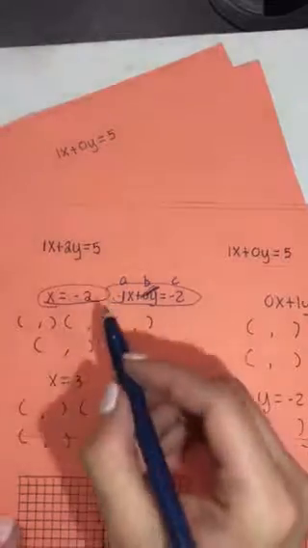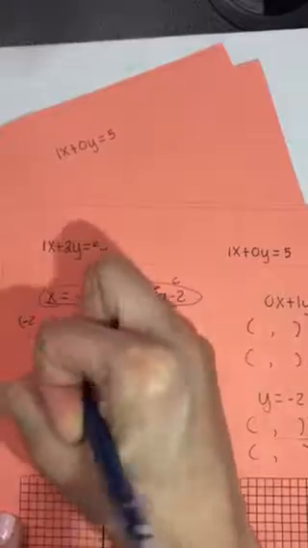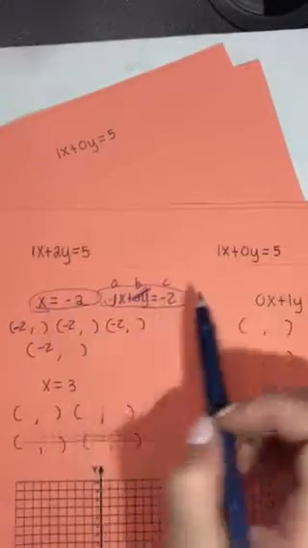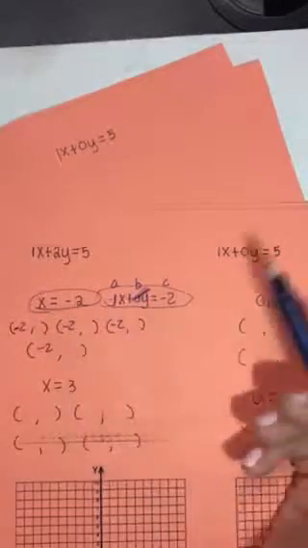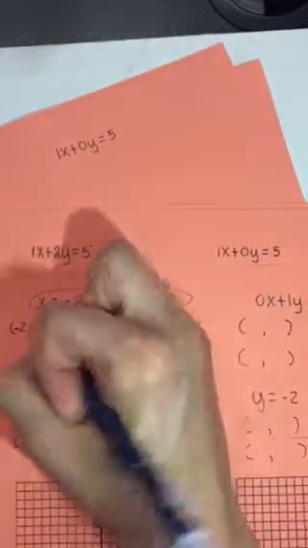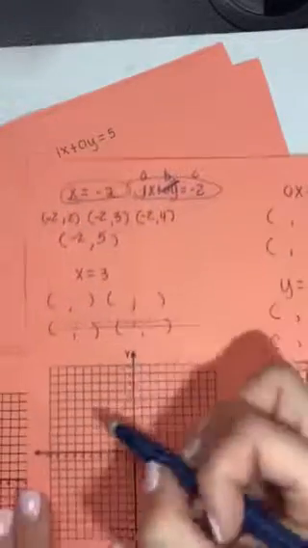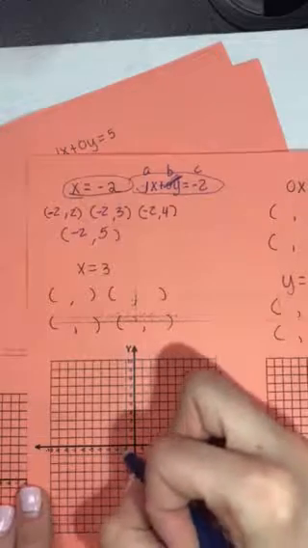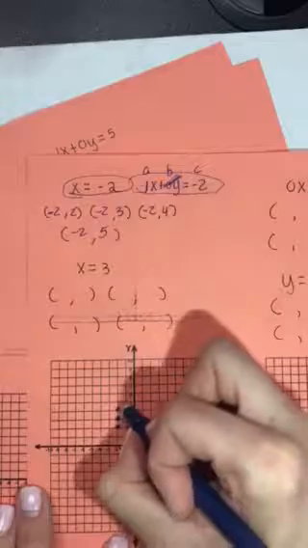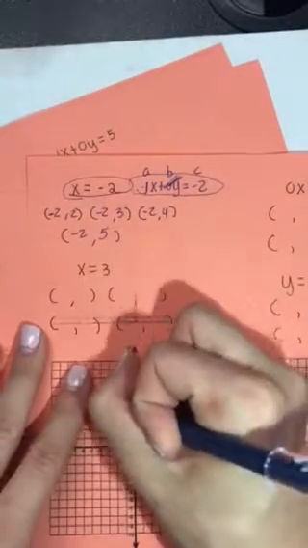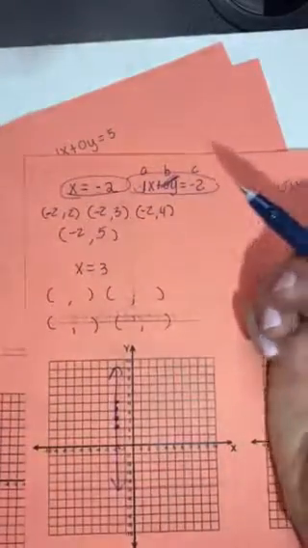So if I have to find those solutions, I'm just going to make all my x values -2, and then I can pick any number for y, because I know that y can be any number because it's going to be multiplied by 0. I'm going to pick ones that are easy to graph: 2, 3, 4, and 5. And now I'm going to graph that. (-2, 2), (-2, 3), (-2, 4), and (-2, 5). Draw my line, and I have just graphed x equals -2.